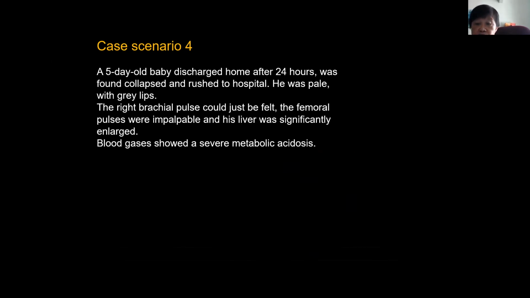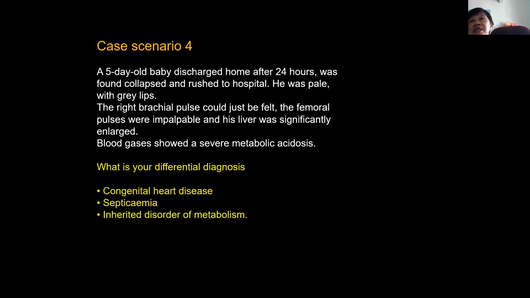So he's actually gone into some form of heart failure. Blood gases showed severe metabolic acidosis. Okay, so what is your differential diagnosis? I think we would have put in sepsis, inborn error of metabolism, and maybe this is a duct-dependent heart lesion.